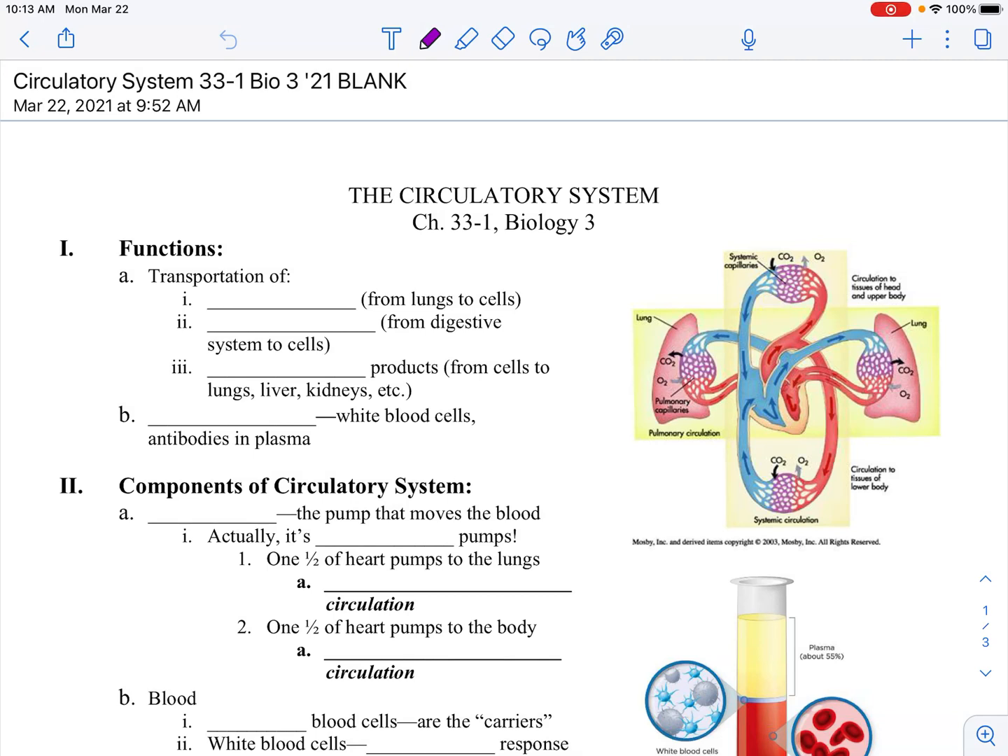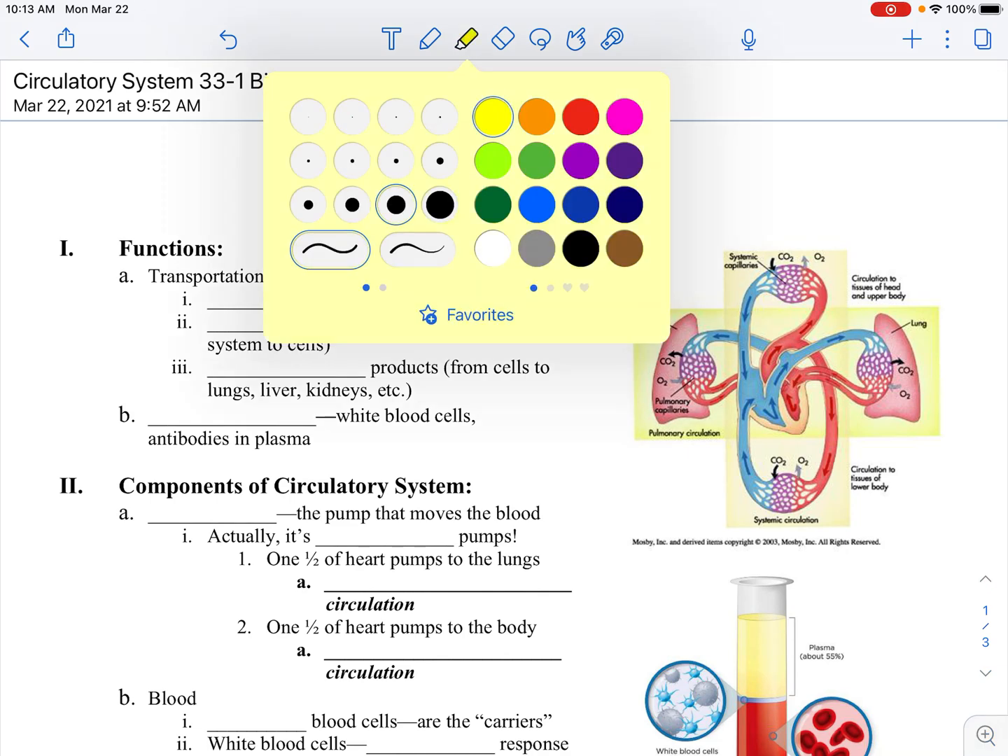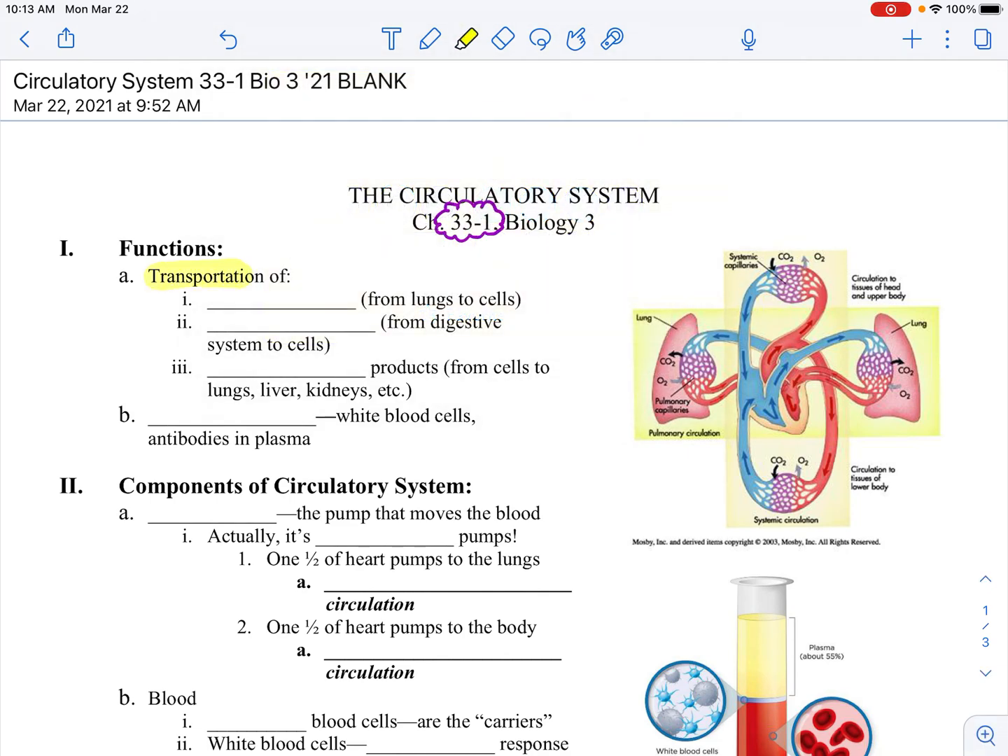The following notes are on the circulatory system, which is in Chapter 33, Section 1 of your textbook. The function of the circulatory system is many. First of all, the major aspect is transportation. We are going to be moving molecules around the body using the circulatory system. So if you want to think of it as the highway of the body, that would be pretty accurate.